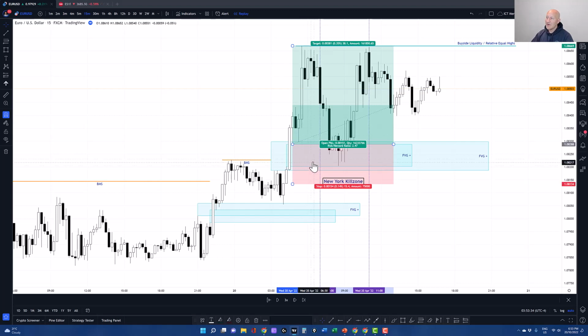Now, the other thing you can do if you're concerned about price coming deeper back into this other fair value gap here is you could use the swing low that we have down here on this first candle.